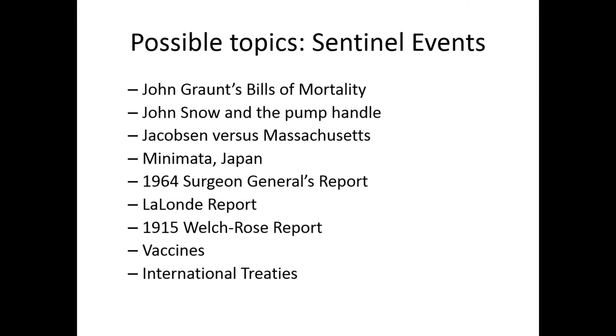And then the idea of all the various international treaties over the years that have been crafted and signed on to by most countries to address fundamental issues important to the public's health, whether that be primary care or the rights of certain populations or climate change.